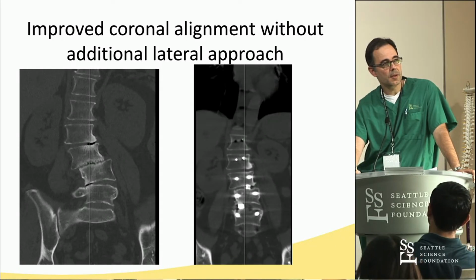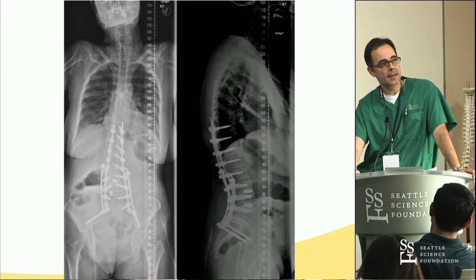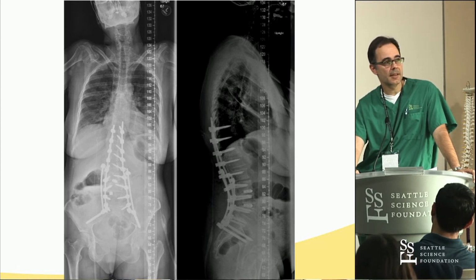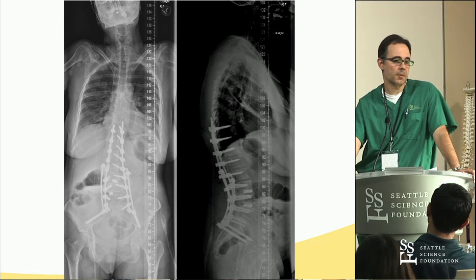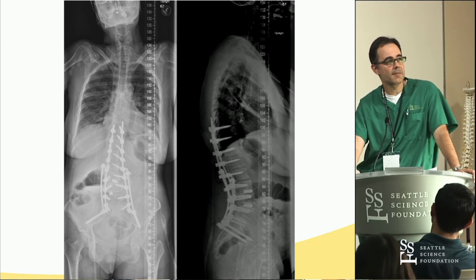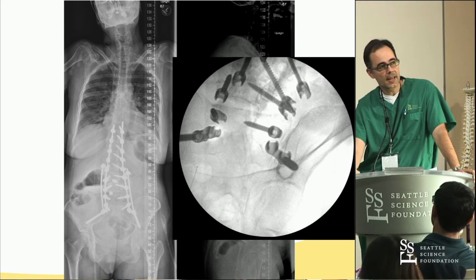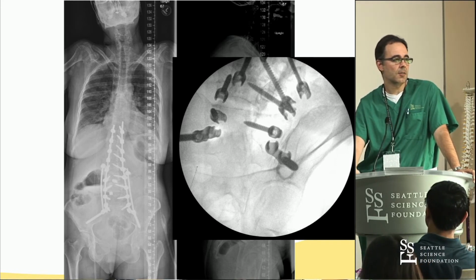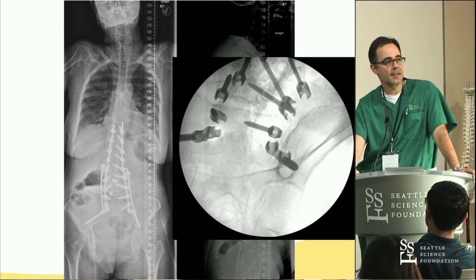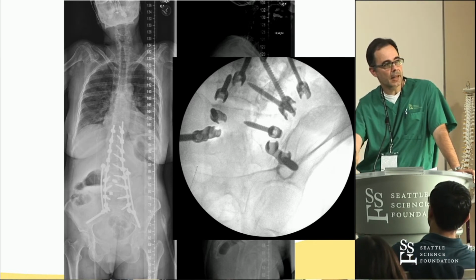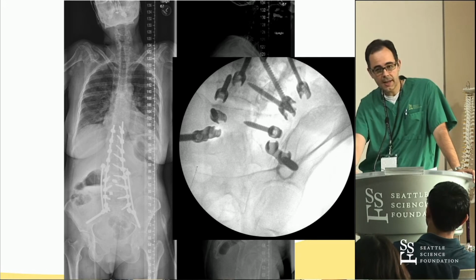So there's improved coronal alignment, and you can see there's improved sagittal alignment, and she is doing very well and is content and happy. This just happens to be the iliac fixation that I used, with a double-headed screw to line up with the construct, and it allowed for ease of double rodding at the bottom.